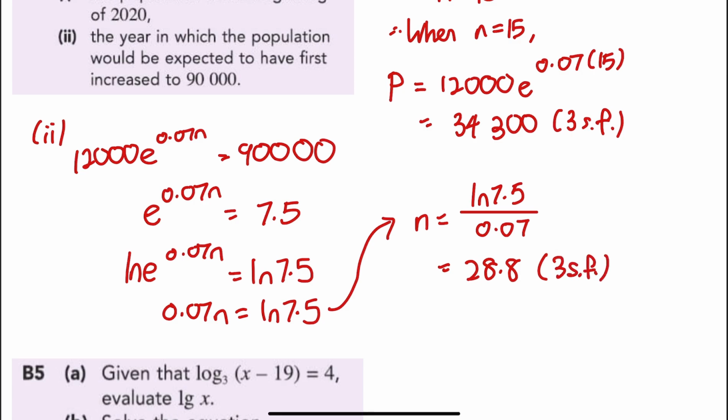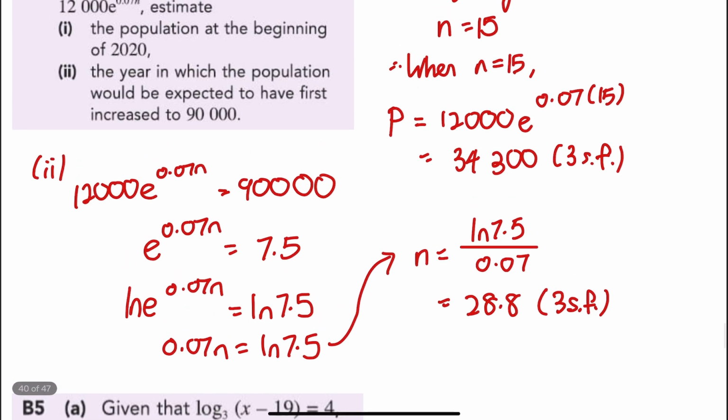So the question here says, find the year. That means for the population to increase to 90,000, they need 28 years, and sometime in the 28th year, because there's a 0.8 here, it will hit 90,000 in the 28th year, not the 29th year. Even though if you round up you get 29, since it's 28.8, it means that it will hit 90,000 within the 28th year.